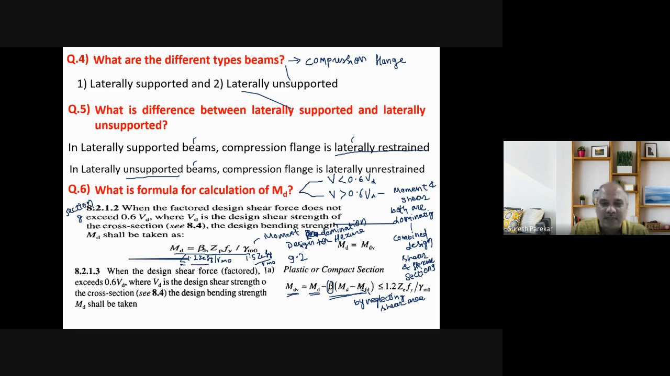So my value should be less than or equal to these values. Now why this value? Because generally your value of Zp is greater than or equal to Ze, and the maximum value of Zp is 1.2 Ze. And therefore this is considered as 1.2 actually.